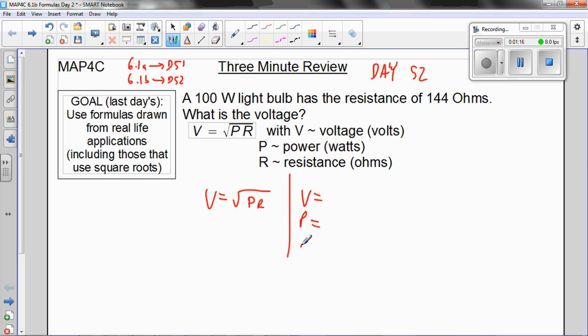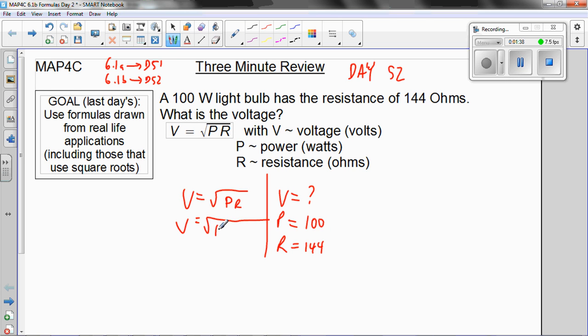V, P, and R. 100 watts. Well, watts is P, right? So that's 100 there. Ohms is resistance, so this is 144. And so it must be the voltage that we want to find. P is 100, the resistance is 144, and then you can fire that into a calculator, I believe, and you get 120, and voltage is in volts. And that's the sort of thing we were doing yesterday on our calculator and without a calculator.